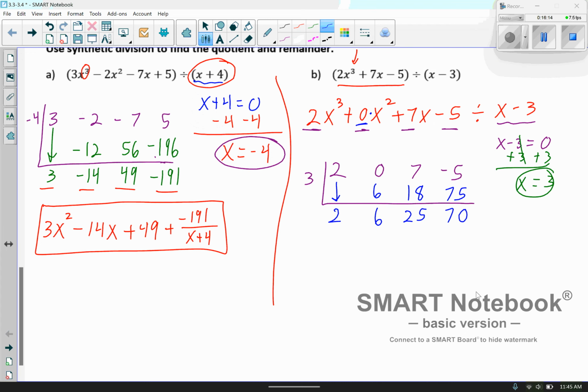So now it's time to put the variables back. So we had x cubed as my leading power here, and we're going to drop it by 1 power. So that's going to become 2x squared plus 6x, then plus 25, and then plus my remainder over the divisor. The original divisor was x minus 3.